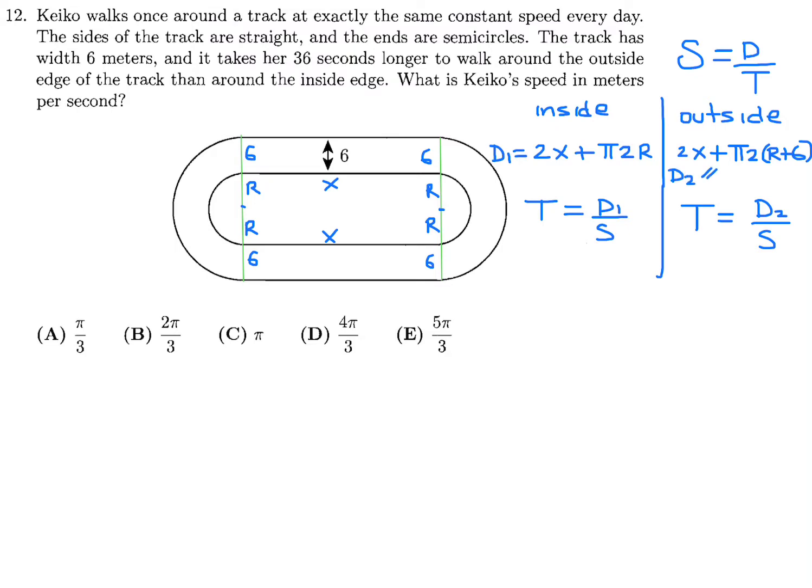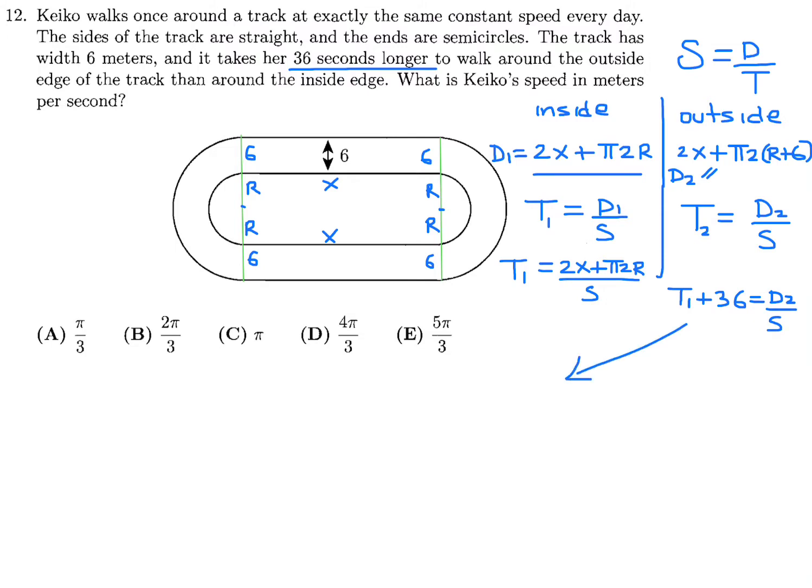Well, this one, T2, is compared to T1 in the following way: 36 seconds longer to walk around the outside. So that means T2 is T1 plus 36. So it's T1 plus 36, and that is equal to D2 over S. And T1 is D1 over S. Well, D1 is just this. So it's 2x plus pi 2r over S. All right. Now we can move forward.